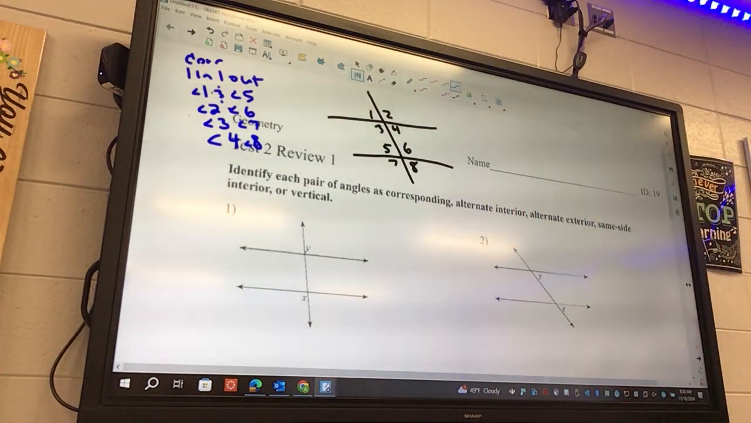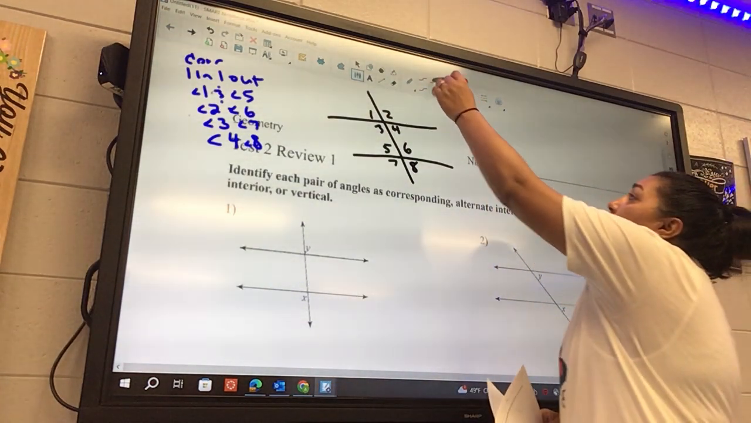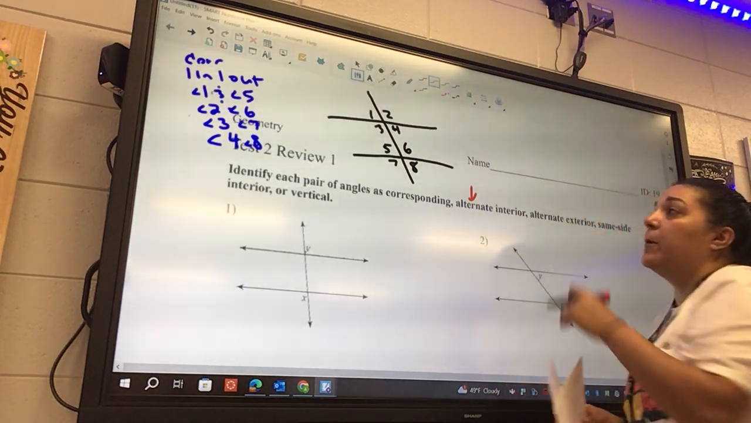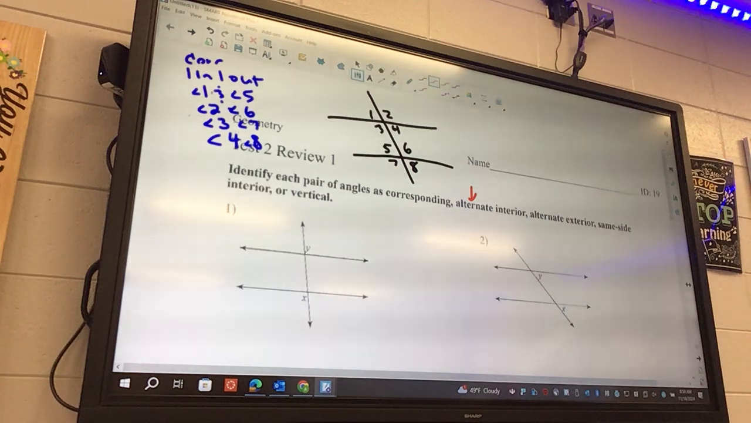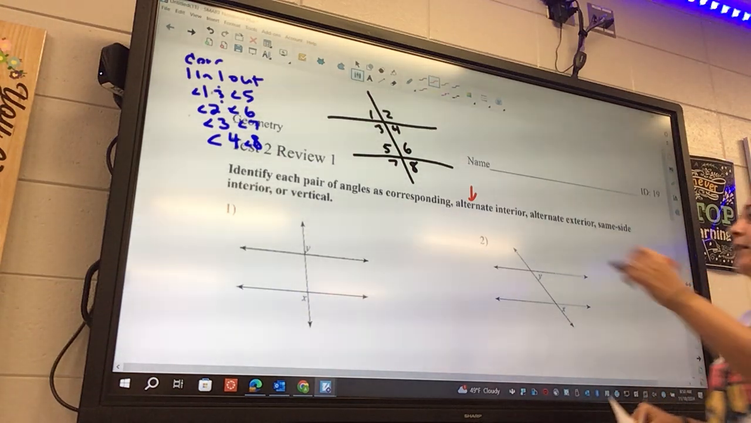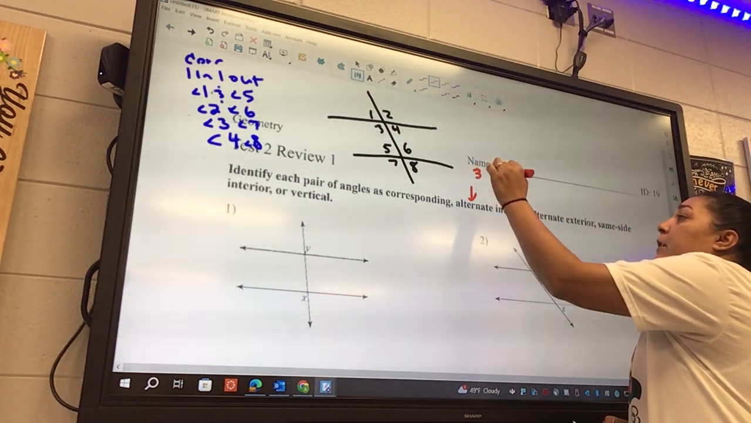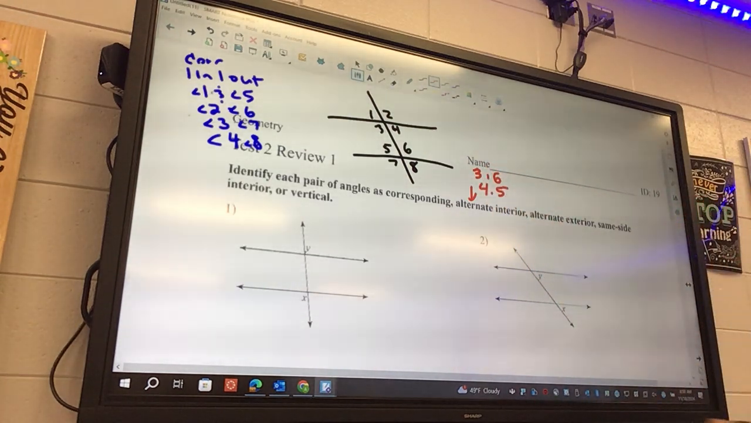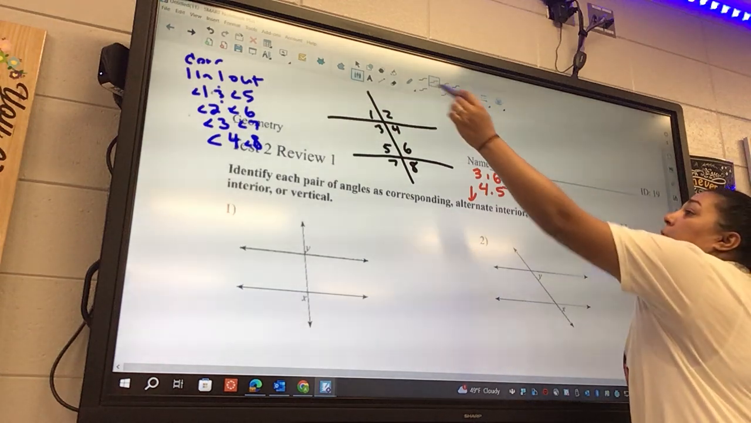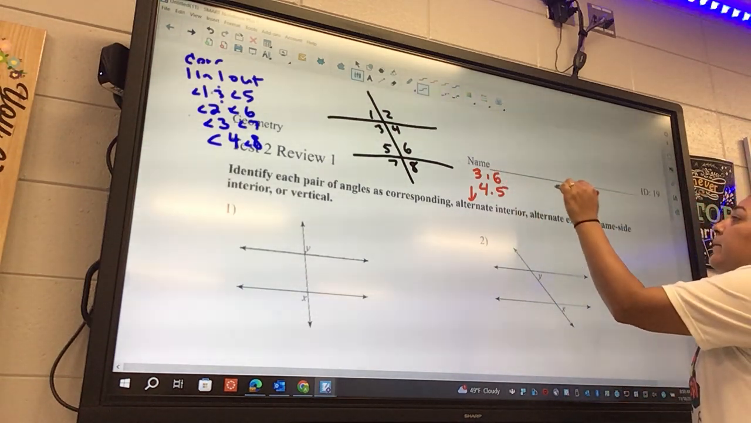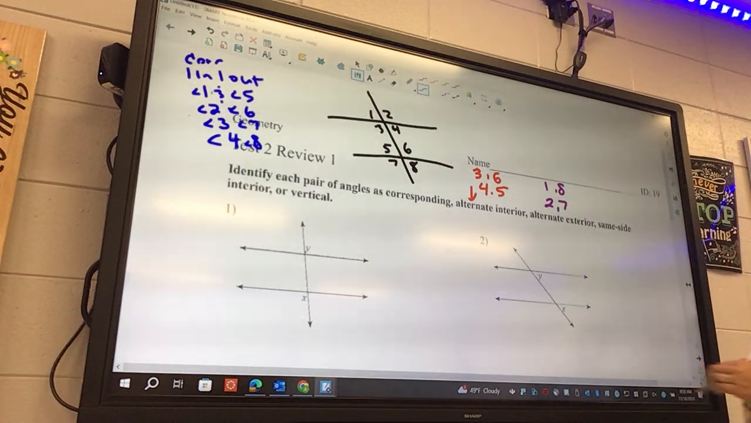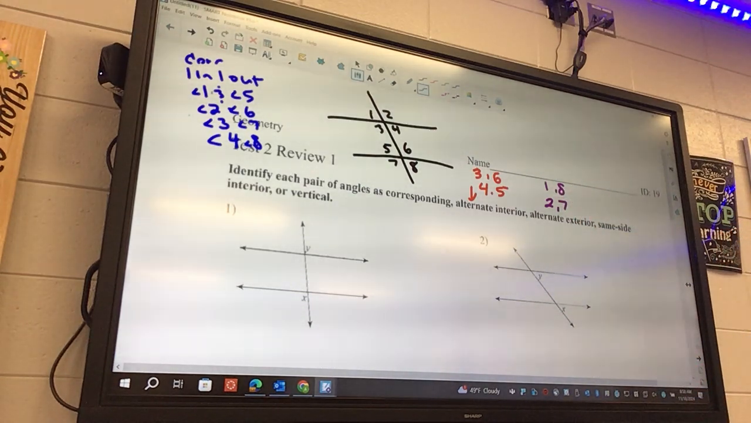Okay, all interior. Who goes with who? Alt interior: 3 and 6, and 4 and 5. Good job. Alt exterior: 1 and 8, and 2 and 7.